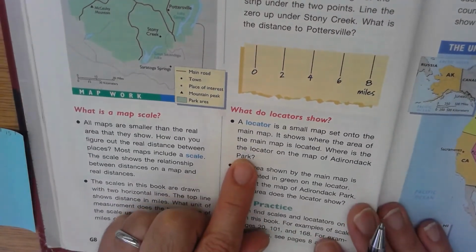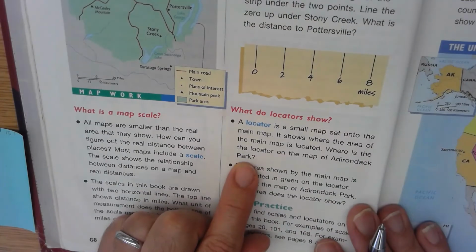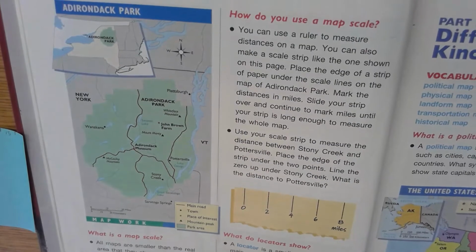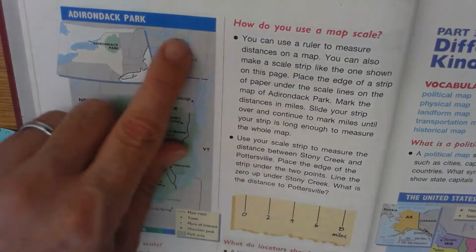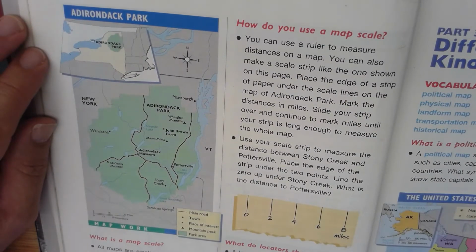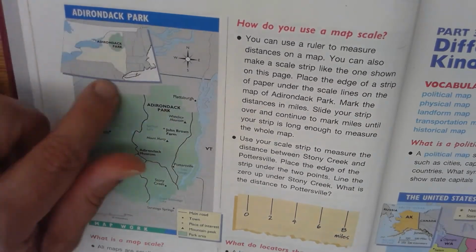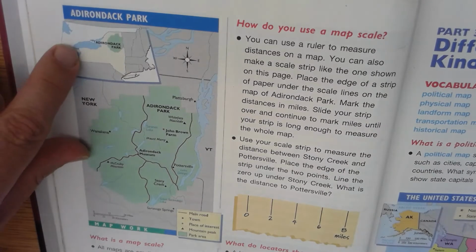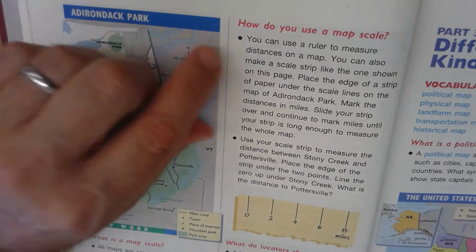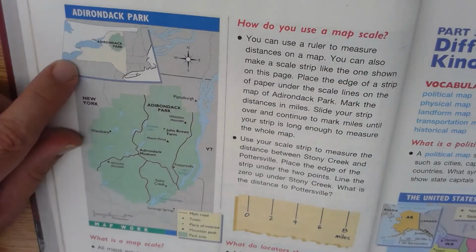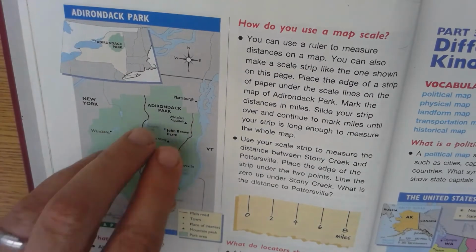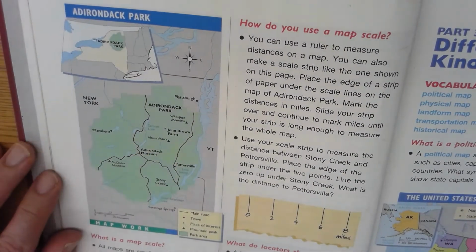Where is the locator on the map of the Adirondacks Park? Okay, so a locator, so if you look, here's the Adirondacks Park. A locator is a small map set on the main map, which is this right here. So this is the locator map. So it's showing us more of the state of New York here, right? Actually, we can see the entire state, and we could see where we're at. And then the main map zooms in on the Adirondack Park.